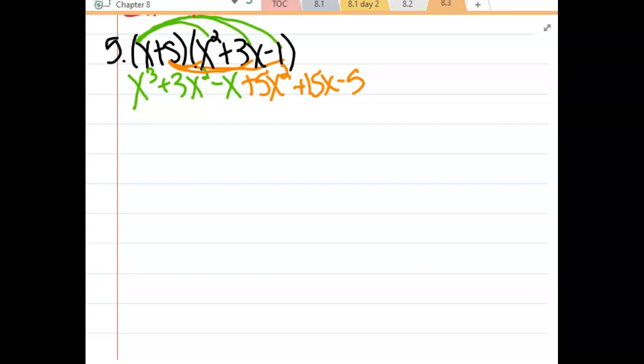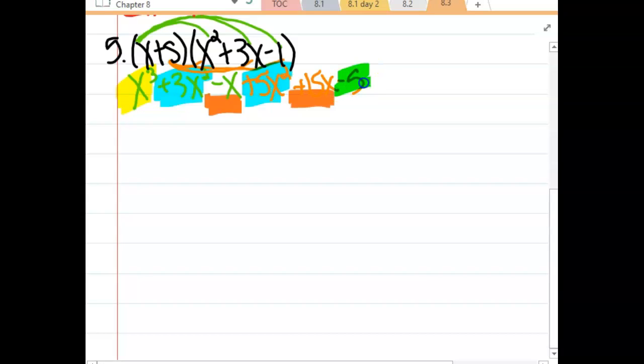Now when you're ready to combine like terms, remember we talked about this last week, this x cubed can only be combined with other x cubes. I don't have any x cubed. I do have my plus 3x squared and my plus 5x squared, and I have, this is not going to work very well with these colors, I have my minus x and my plus 15x. And then lastly, I guess we have that minus 5 right there.